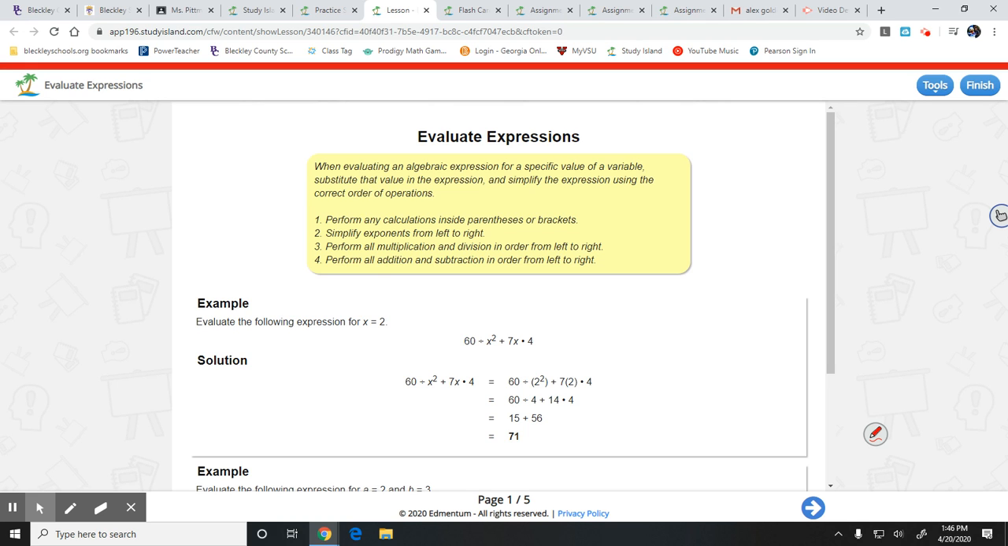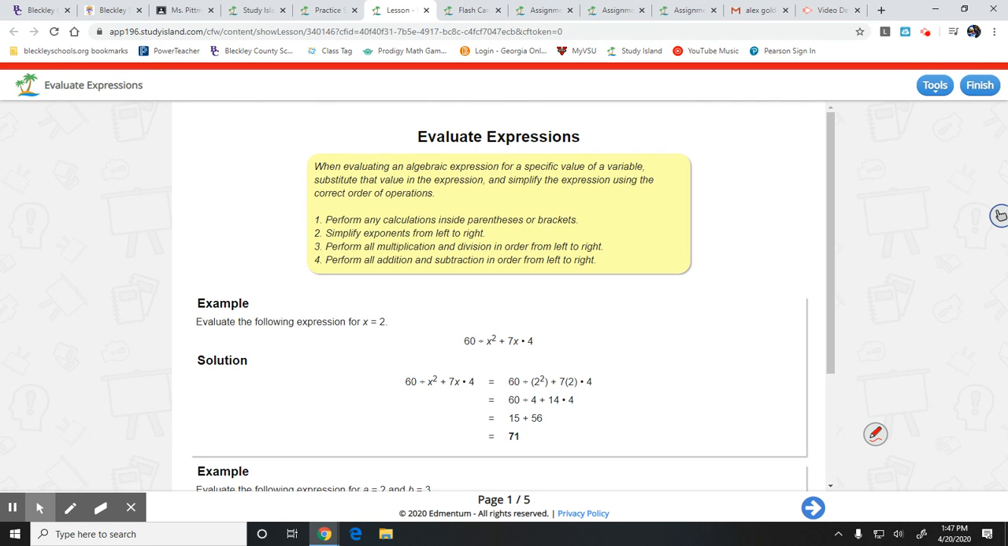Alright guys, this lesson is over evaluating expressions, and this is probably my absolute favorite thing to do in math. It's something that you're going to continue to use over and over and over again. And it's just a lot of fun. It's almost like a puzzle or a mystery, and I absolutely love it.